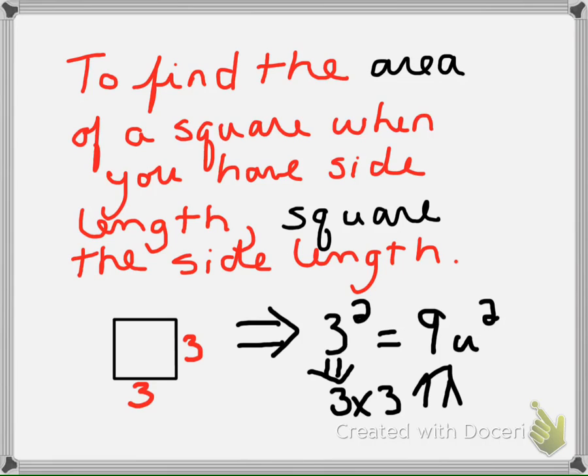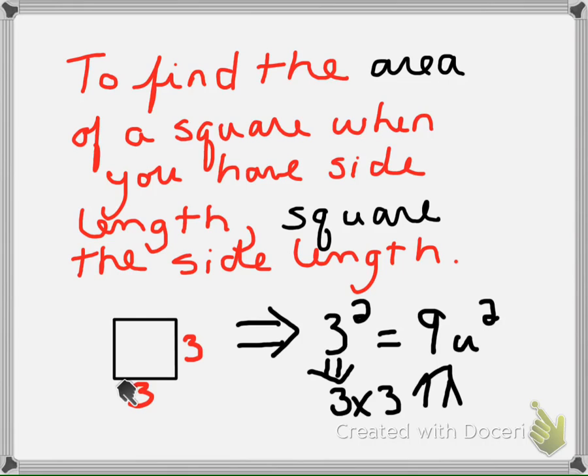So I'm going to give you a couple of reminders and then you're going to complete some problems. My first reminder is how to find the area when you have the side length. So to find the area of a square, when you have the side length of the square, you're going to square the side length. To square something, mathematically you write it like this, and what that means is to multiply that number by itself, because this is the base and this is the height.